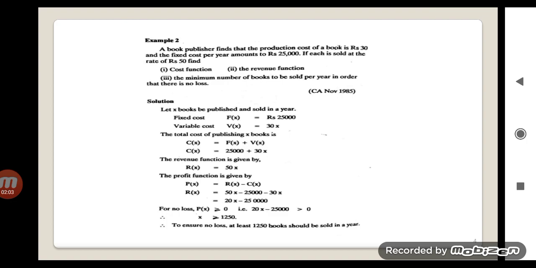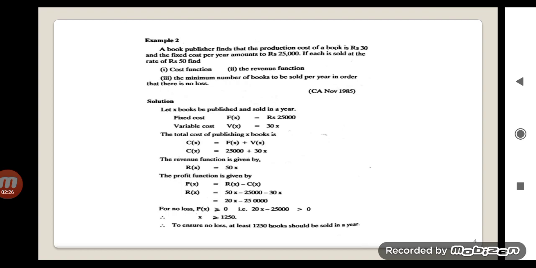My second problem is, a book publisher finds that the production cost of each book is rupees 30 and the fixed cost is 25,000, if sold at the rate of 50. Find the cost function, revenue function, and the number of books that the company should sell to avoid loss.